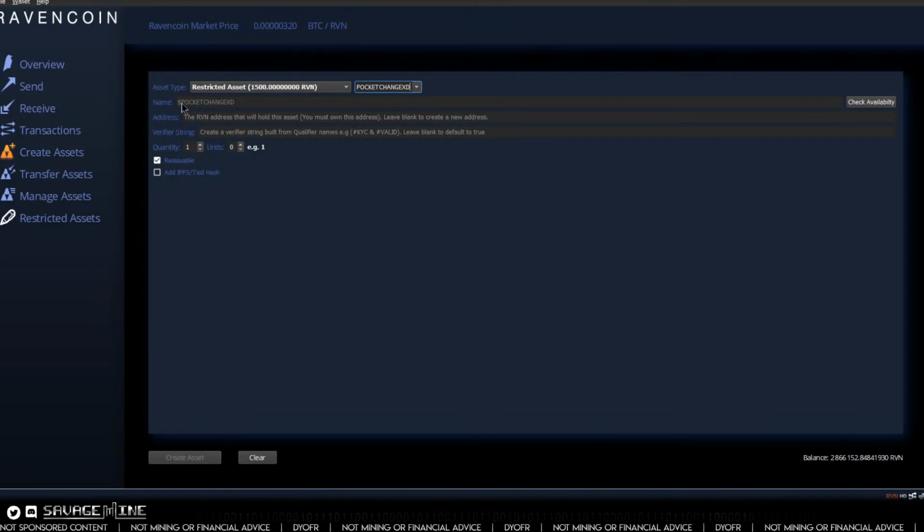And you can see right here, the name is going to start with a $ sign. So that is your restricted asset. Restricted assets always start with a $ sign. So if you were in a trivia contest for Ravencoin, that would be the answer. What type of asset starts with a $ sign? That would be restricted asset. All right, and then the address, the Raven address that will hold this asset, and then you must own that address.